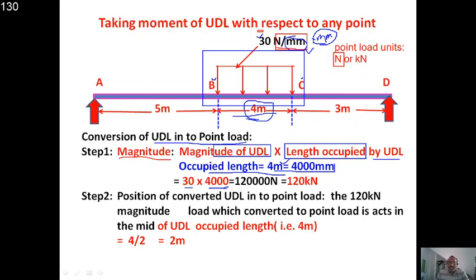Therefore I will get the cancellation of the mm. Then what do I have? Only newtons are remaining. Hence this will give the point load. So what I am doing here is getting the magnitude equivalent to the UDL.